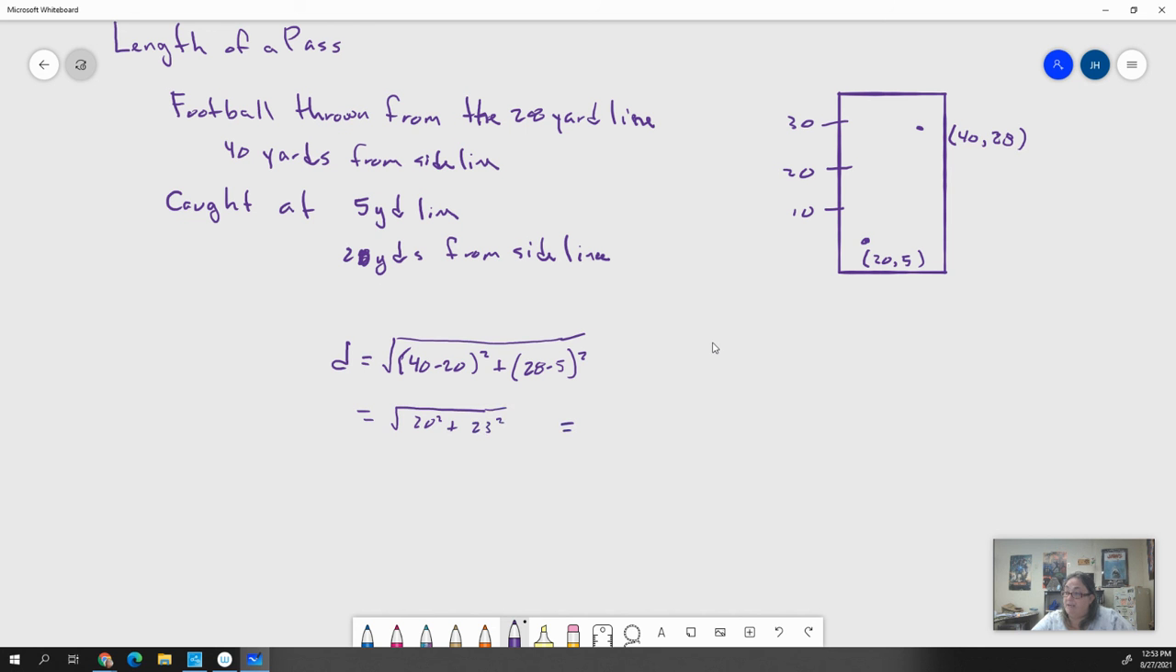When we do the math on that, 20 squared is 400, I believe. 23 squared, I don't know what that is off the top of my head. It's 529. And when we add those together, we get 929, the square root of. And if you put that into a calculator, we wind up with a 30-yard pass.